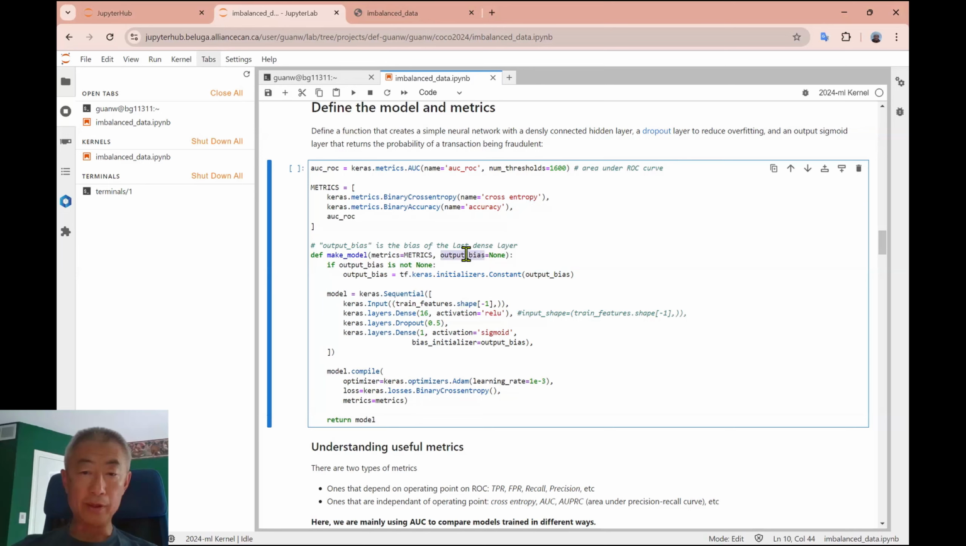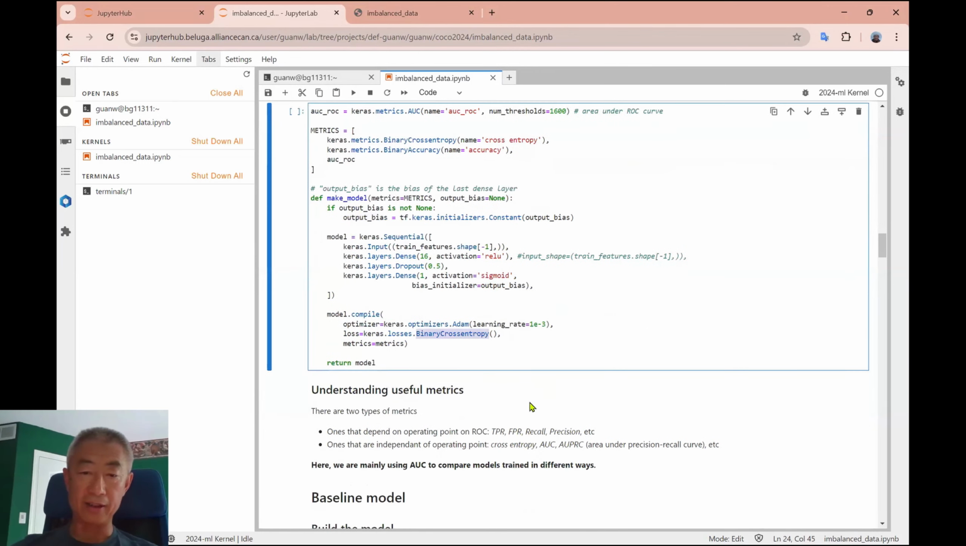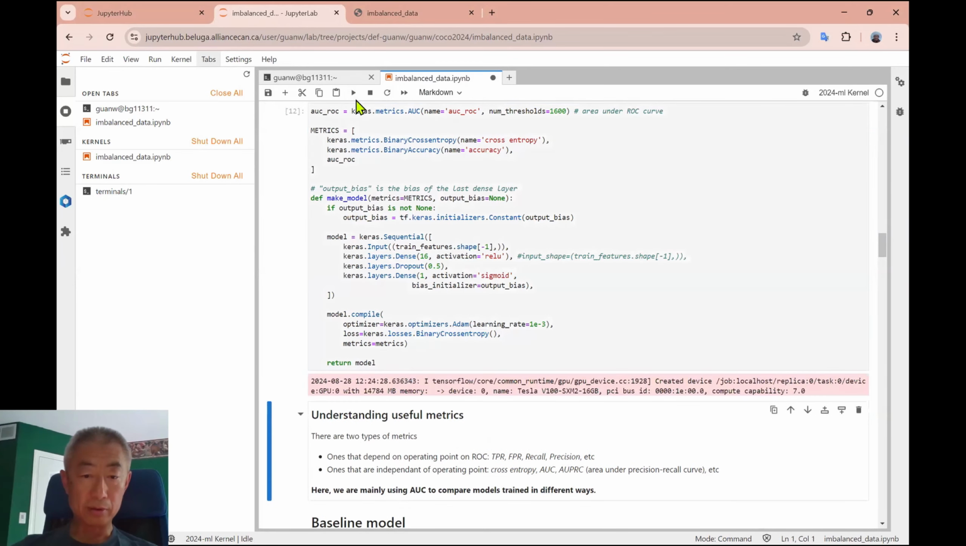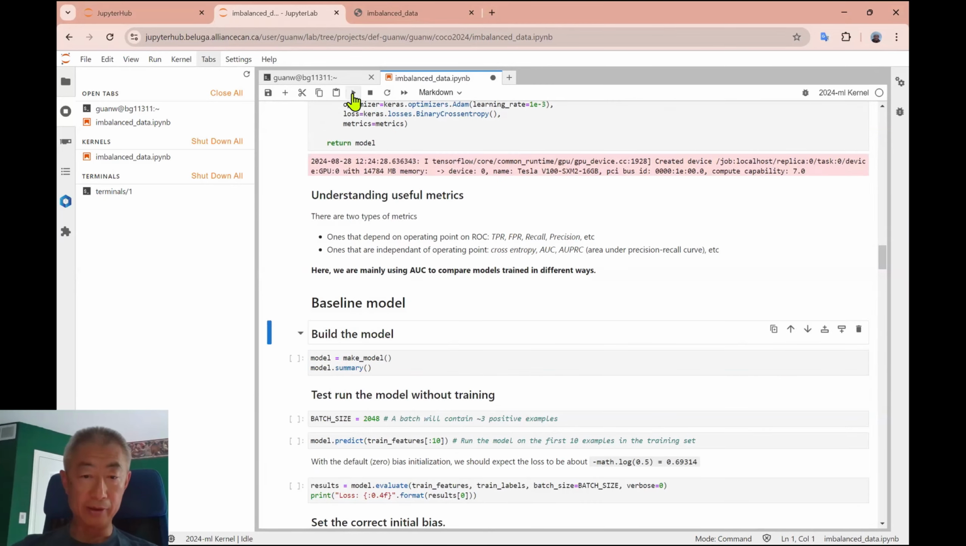The bias, if it's not none, we will create a bias initializer based on the bias value that we want to put in, and that bias will be used in the last dense layer. We are gonna use it here. I'm gonna talk about that later on. After that, I just compile it, and I'm gonna use the cross entropy as the loss, and that's it. So let's run this one. All right, and keep going.